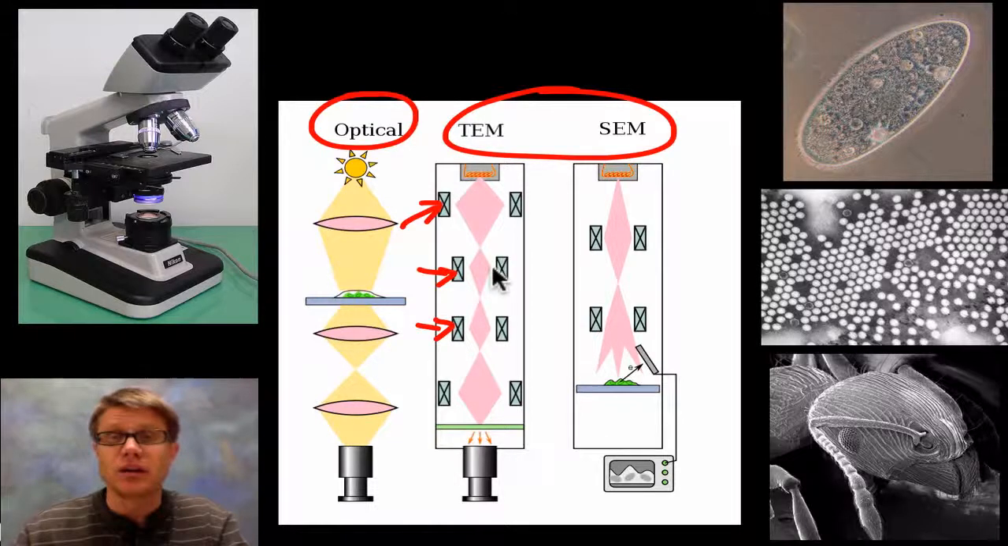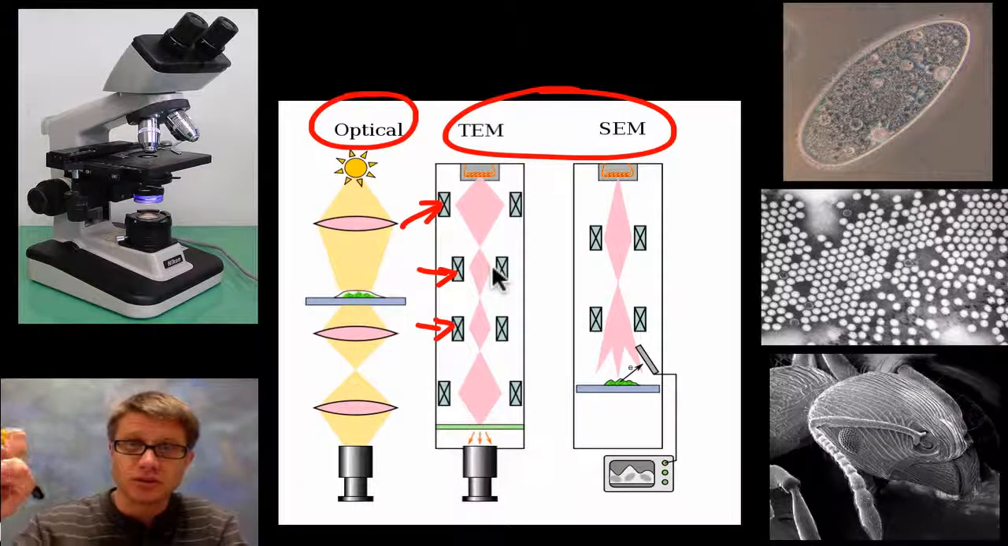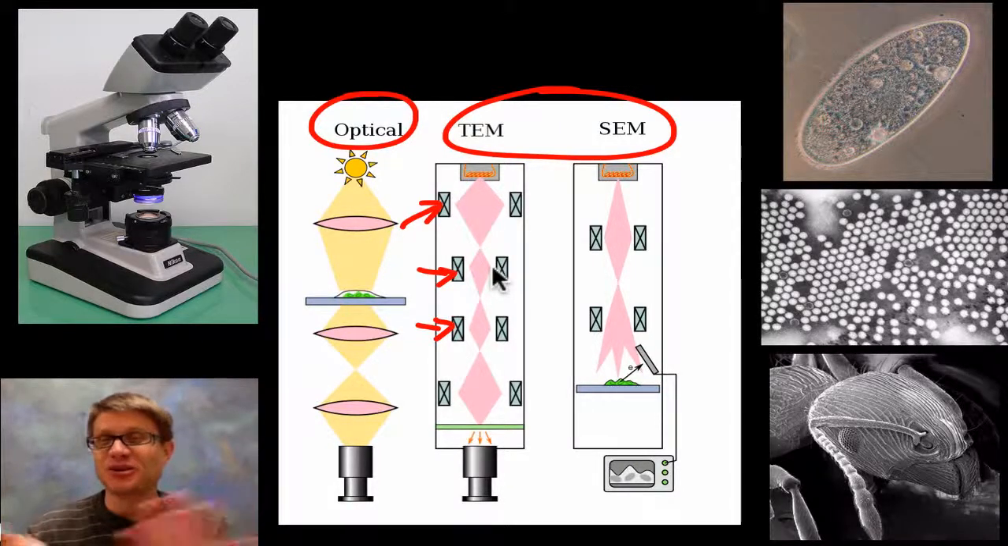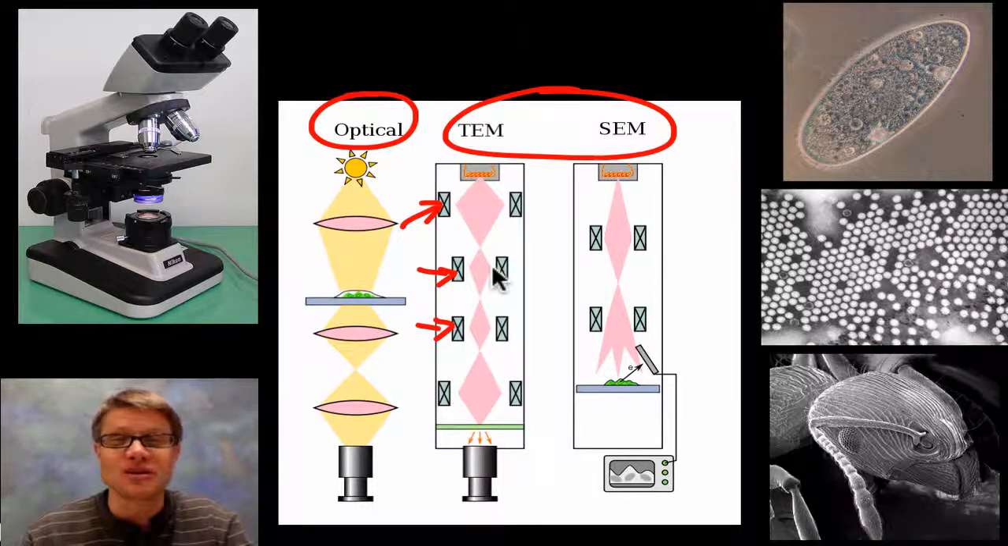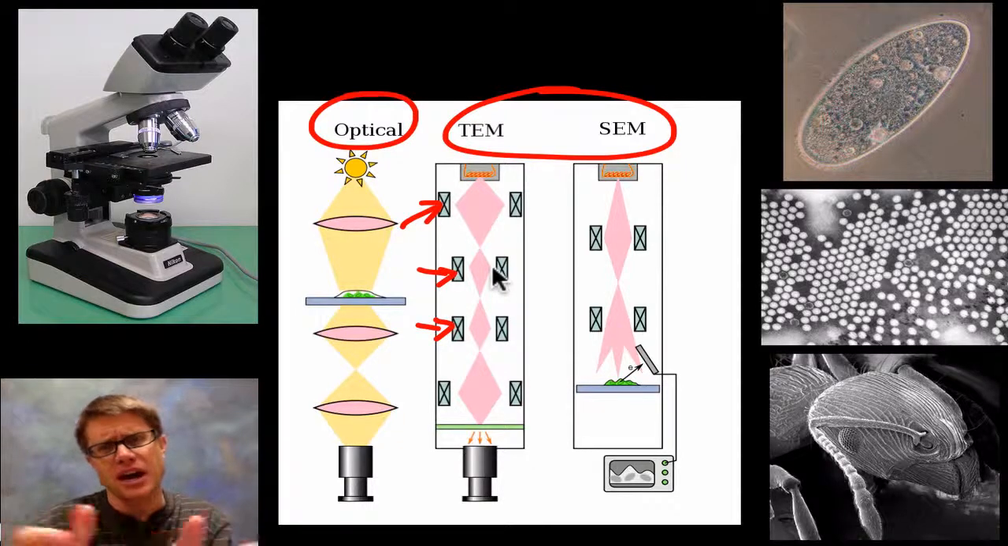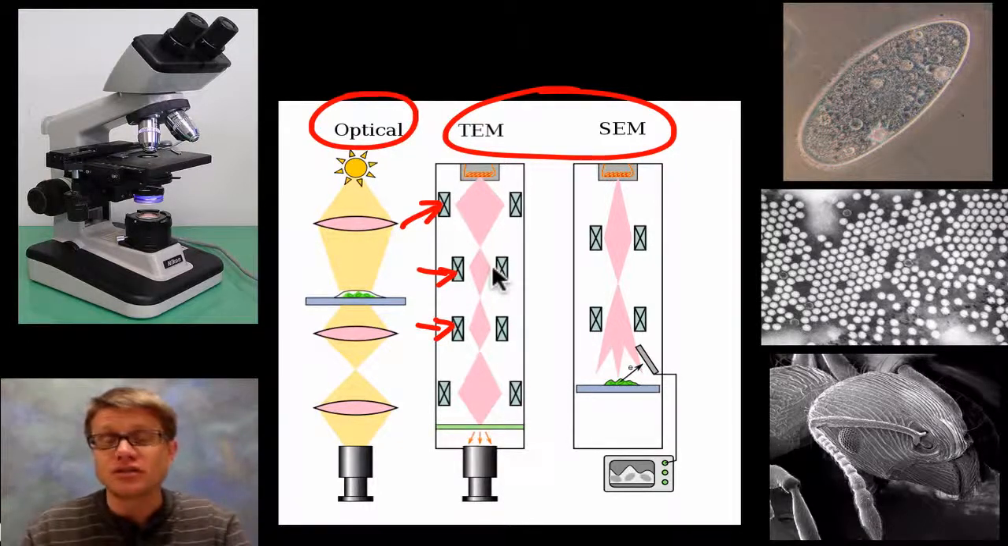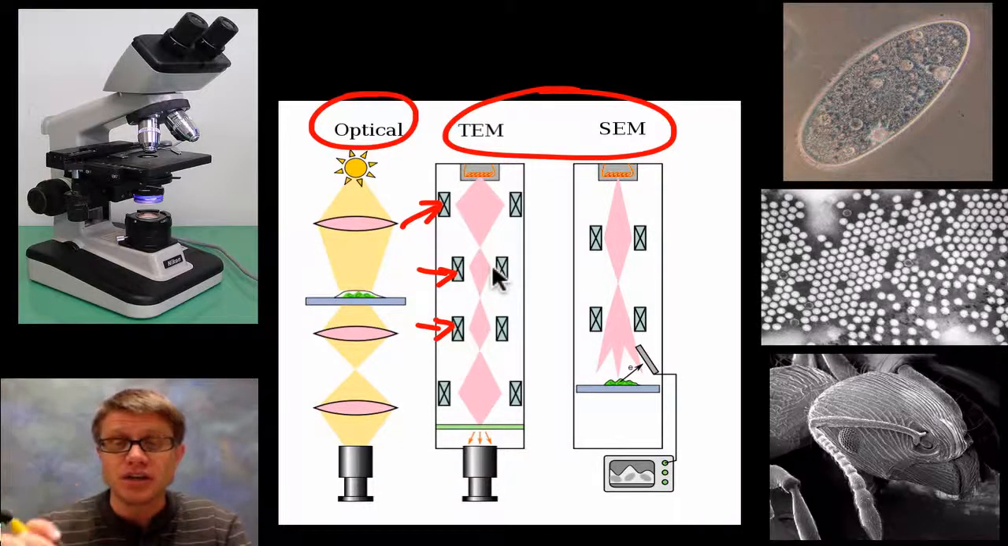How does this work? Well, a quick demo would be to take a big magnet and hold it really close to an old television or your computer screen. Don't do this. If you were to do it, it would permanently ruin your monitor or your computer screen. But basically the magnet is changing the path of the electrons. And by doing that, we can actually increase the magnification on the specimen.